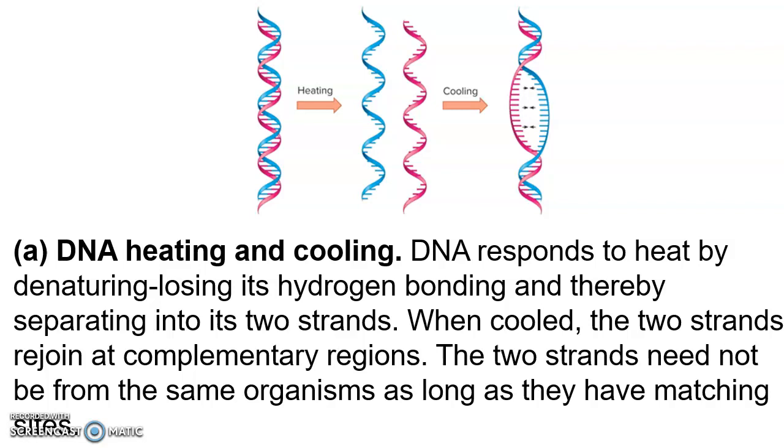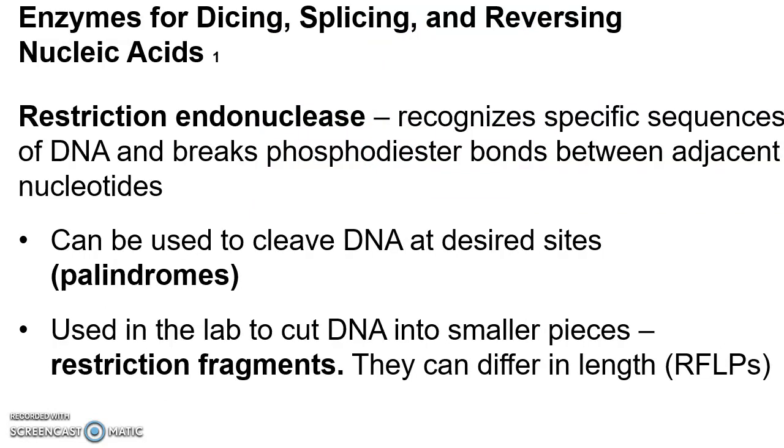And since DNA rejoins and reforms those hydrogen bonds between the complementary strands when it is allowed to cool slowly, it allows for all kinds of things. For one, it allows DNA from different organisms to be put together into complementary strands as long as they have some matching sequences. Scientists have also figured out how to use enzymes from organisms in order to cut and put back together DNA, as well as to make DNA out of mRNA templates.